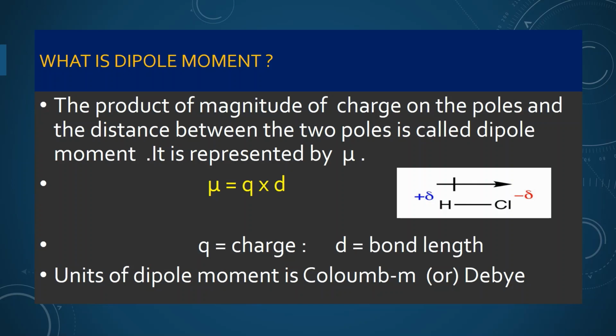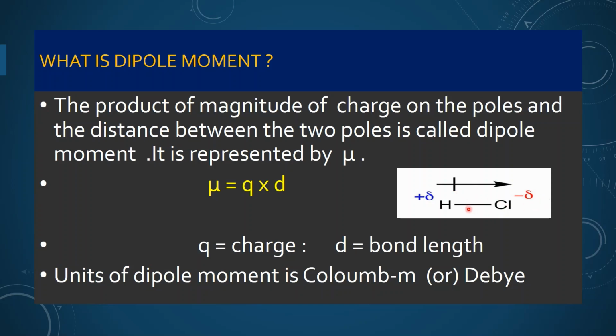In this diagram, there is a covalent bond between hydrogen and chlorine. But chlorine has high electronegativity. Due to that reason, chlorine attracts the shared pair of electrons towards itself. So chlorine gets a partial negative charge and hydrogen gets a partial positive charge. Therefore we call this a polar molecule, with one positive pole on one side and a negative pole on the other side.